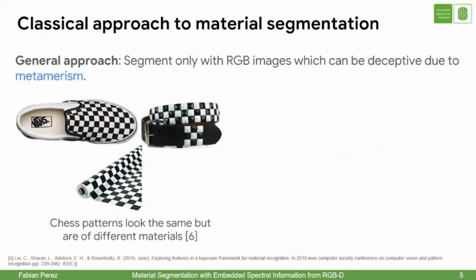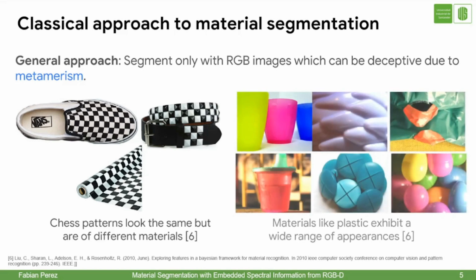The classical approach to material segmentation primarily uses RGB images. However, this method has limitations due to metamerism, where different materials can appear identical under certain lighting conditions. For example, these chess patterns shown here look the same but are made from different materials, or the case of materials like plastic, which can exhibit a wide range of appearances, complicating accurate segmentation.